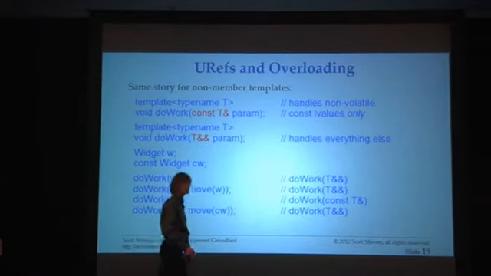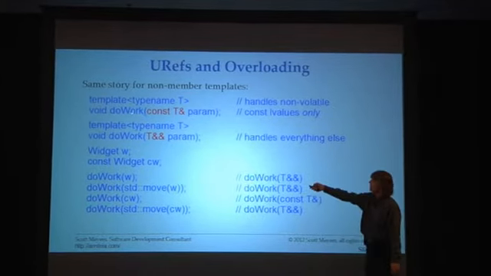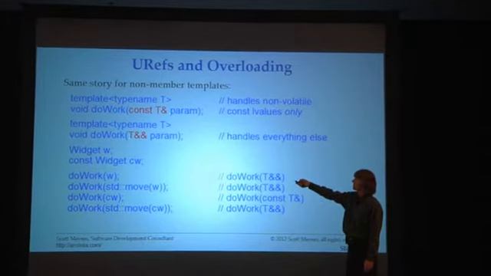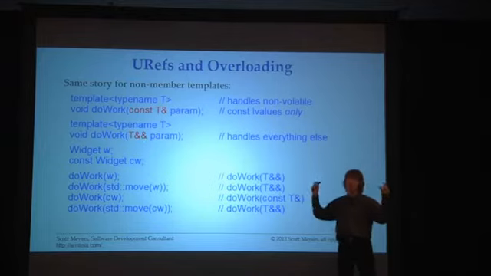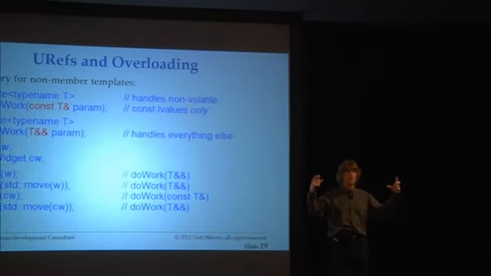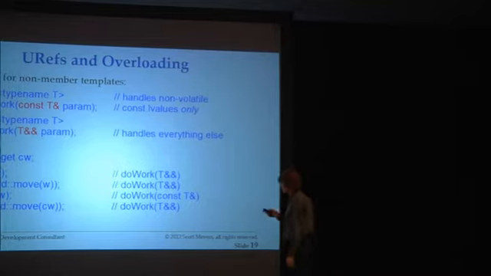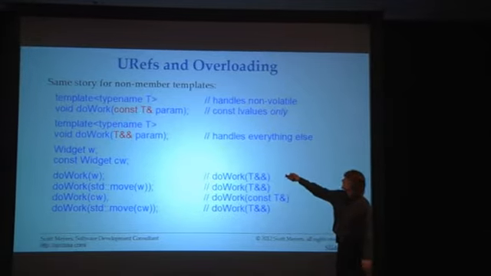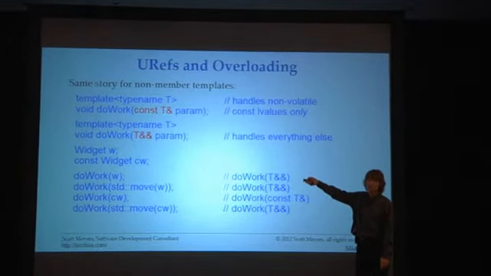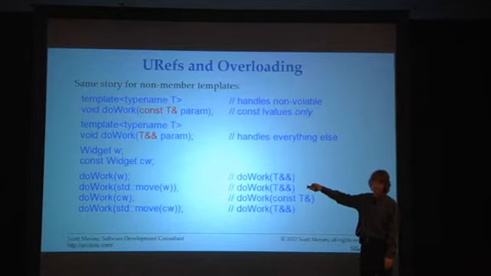It is exactly the same story for non-member function templates. So if I have a non-member template called doWork, which takes a reference to const, and a non-member doWork, which takes a universal reference, and again, I will emphasize, if you see a universal reference that's being used in a context which is overloaded, this is almost always wrong. You'll have the same kind of problems that you have before. This template will only handle L value references to const. Excuse me, const L values. This will handle const L values. This will handle everything else.